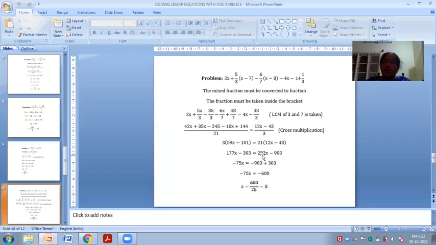Okay. Now transpose the x terms to one side and constants to the other side. See here, 177x and 252x. If it is transferred to this side, the sign becomes minus. That is why I simply kept minus 75, because we have 252 minus 177. What is the sign? Minus. So minus 75x. Next, minus 903. This is minus, and it becomes plus 303. What is the remaining? That is 600. Therefore, minus 75x equals minus 600. x is equal to 600 divided by 75, the minus signs cancel, that is equal to 8.